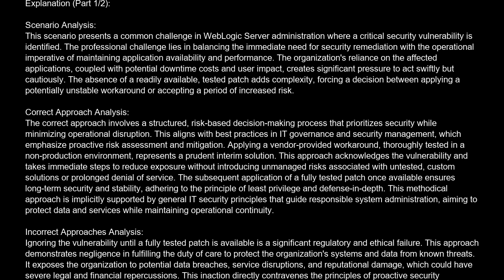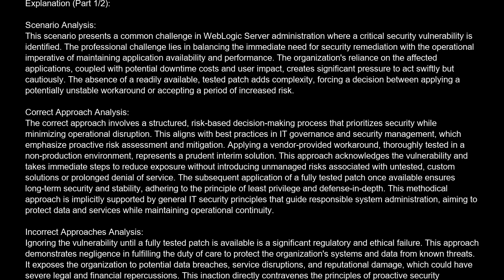Correct approach analysis. The correct approach involves a structured, risk-based decision-making process that prioritizes security while minimizing operational disruption. This aligns with best practices in IT governance and security management, which emphasize proactive risk assessment and mitigation. Applying a vendor-provided workaround, thoroughly tested in a non-production environment, represents a prudent interim solution. This approach acknowledges the vulnerability and takes immediate steps to reduce exposure without introducing unmanaged risks associated with untested, custom solutions or prolonged denial of service.